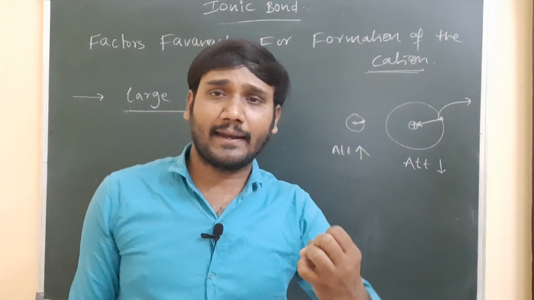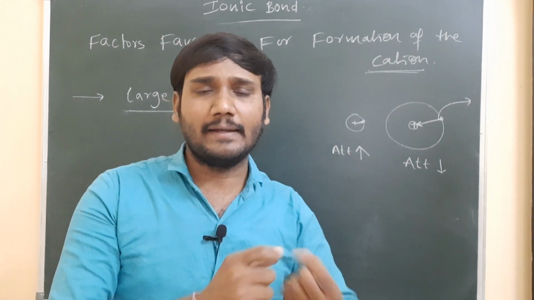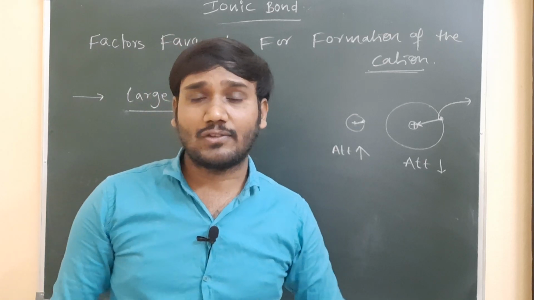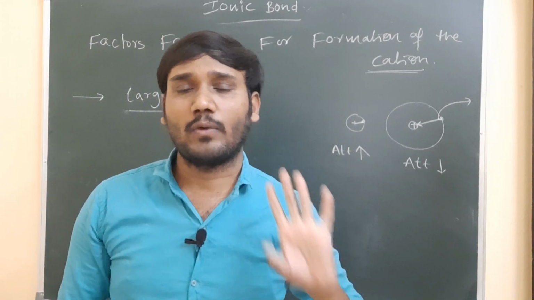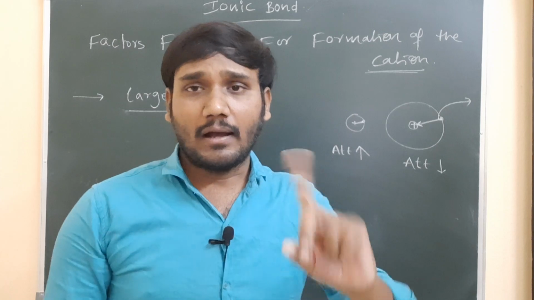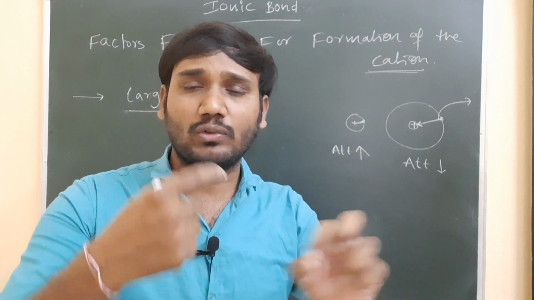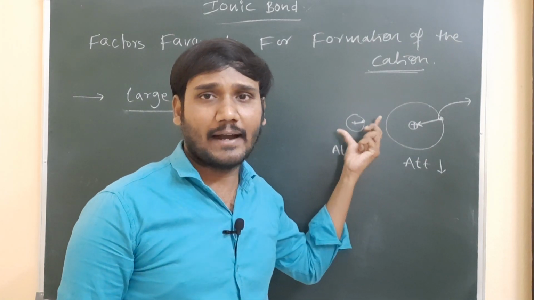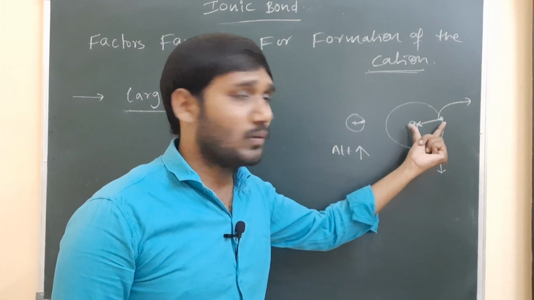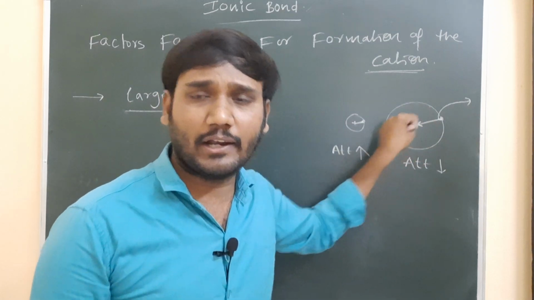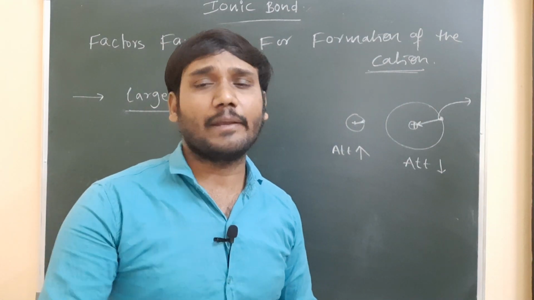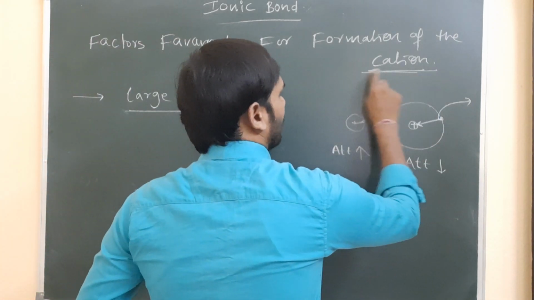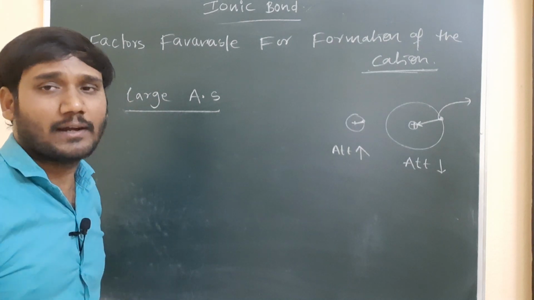For example, one magnet is attracting the iron nail very strongly and another magnet is attracting the iron nail very weakly. So now which one can we remove easily? We have to select the second one, because the attraction is very weak. At that time we can remove the iron nail easily. The same here also: this is the electron, this is the nucleus. Attraction is very high here. Here the attraction is very less. When the attraction is less, we can remove the electron easily, which means the cation forms easily. So one of the favorable conditions for the formation of a cation is large atomic size.